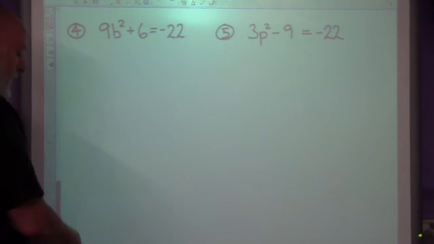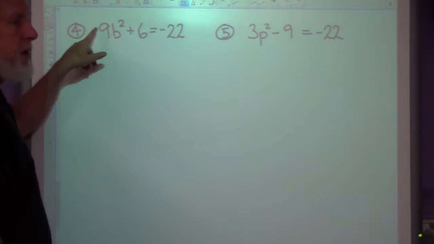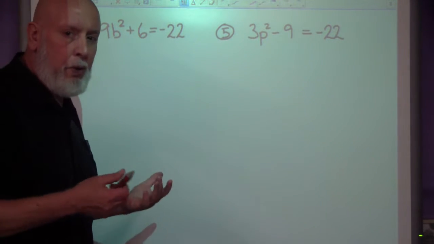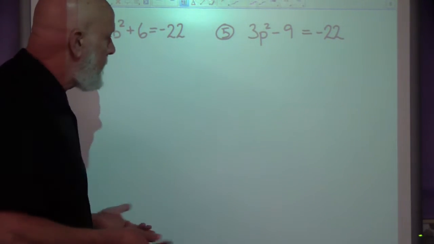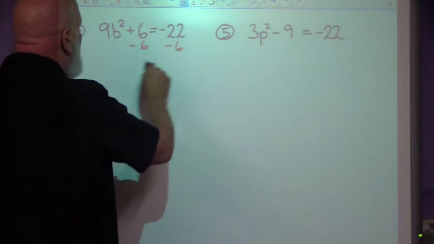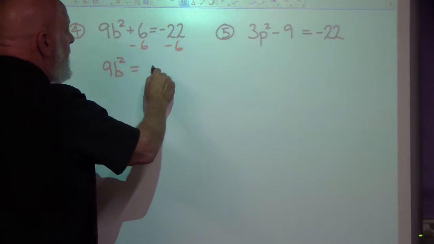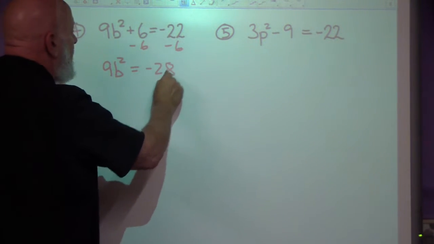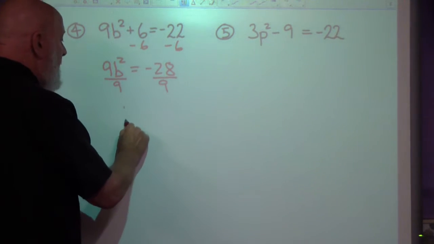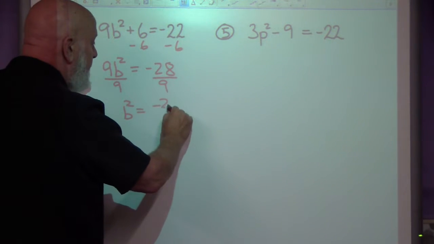Here we go. I want to isolate b squared, so I'm going to subtract 6 from both sides and then divide by 9. That's my plan. Then I'll take the square root of both sides, and if I have to, I'll include imaginary solutions. So here we go. Subtracting 6 from both sides, 9b squared is equal to negative 28. Dividing both sides by 9, b squared is equal to negative 28 over 9.